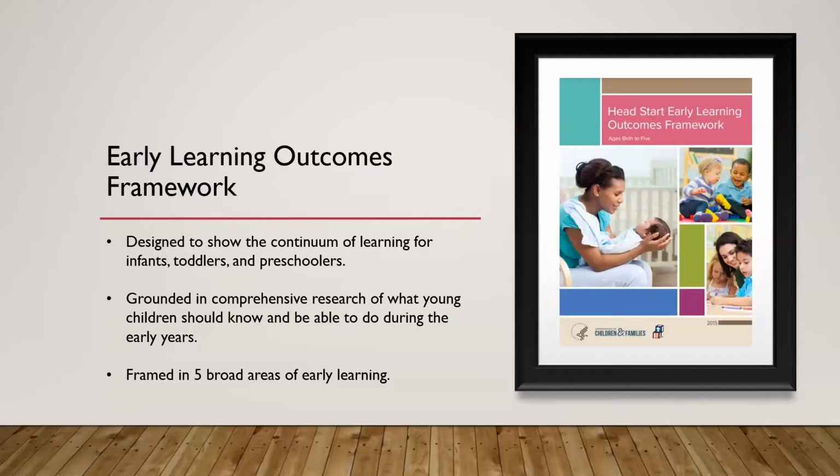So what is the ELOF? It is an acronym for the Early Learning Outcomes Framework, which was created by Head Start to show the continuum of learning for infants, toddlers, and preschoolers. It is research-based and comprehensive, covering 60 goals from 7 different domains. It is relevant for children of diverse backgrounds, abilities, and needs. Thankfully, it's organized in a way that makes it easy to use and understand. And much like the observations we enter in GOLD, the indicators they provide are observable skills and behaviors.